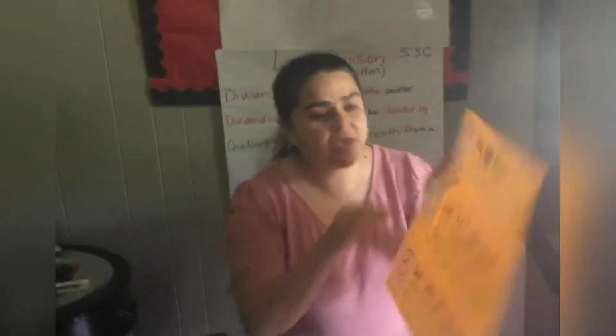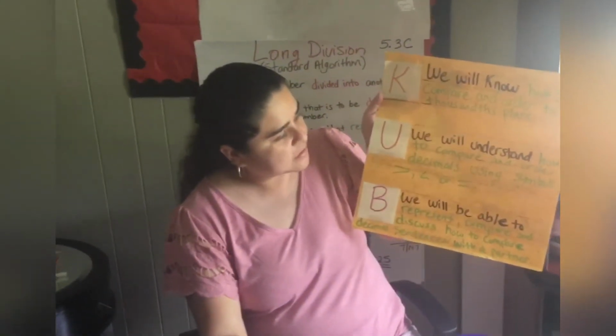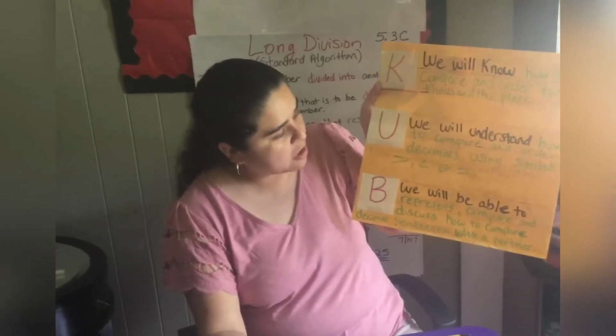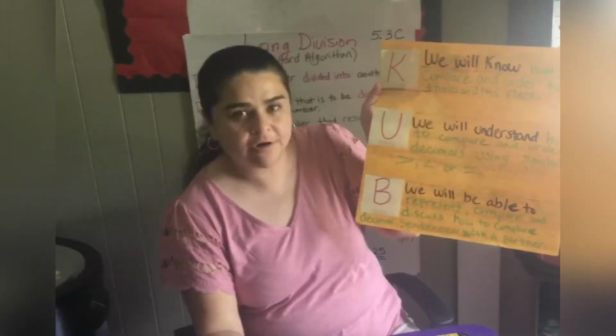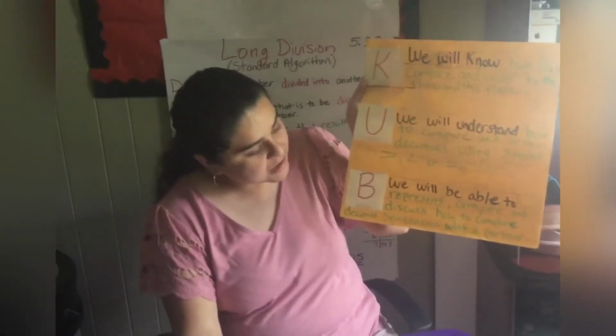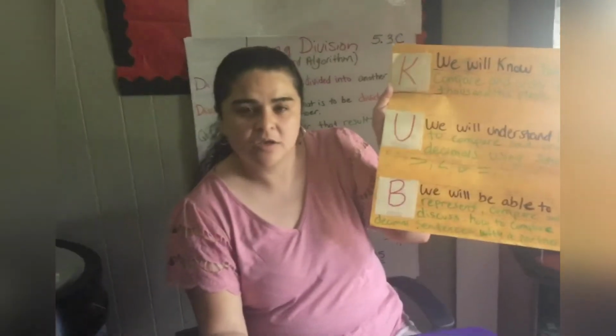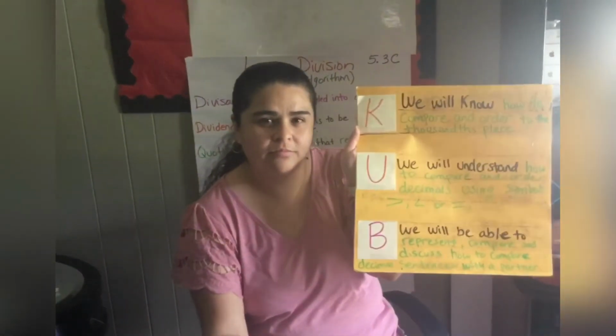Today's objective: we will know how to compare and order to the thousands place. We will understand how to compare and order decimals using symbols greater than, less than, or equal to. And we will be able to represent, compare, and discuss how to compare decimal sentences with a partner. Okay, you will need your pencil and your journal.